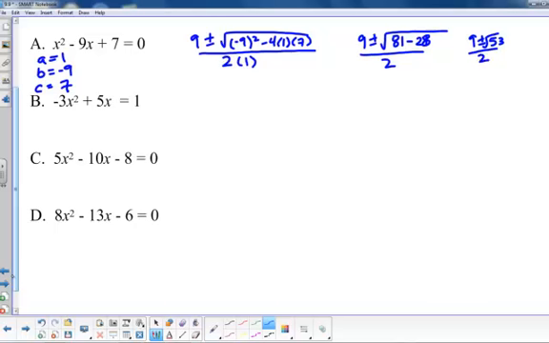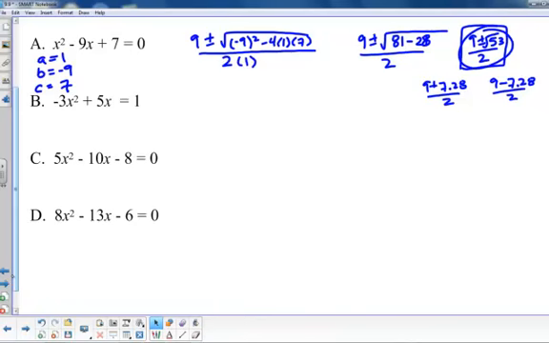So our answer could just be written like this, or you could actually do 9 plus 7.28 divided by 2 and 9 minus 7.28 divided by 2, which I'm not going to find the decimals. I prefer this because there's no rounding error, but if you did need to actually plot it out, you would find those 2 decimals and graph it.